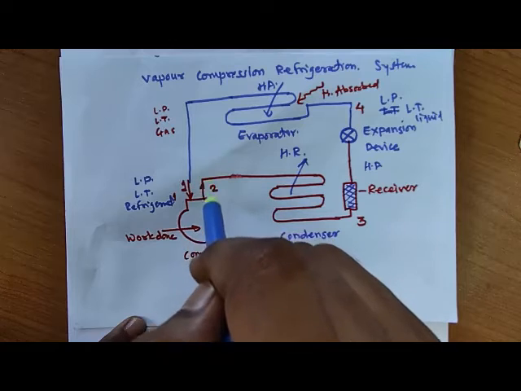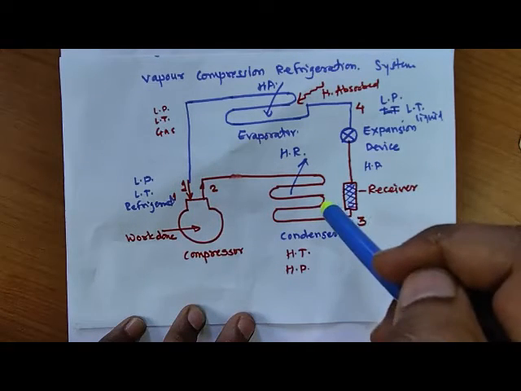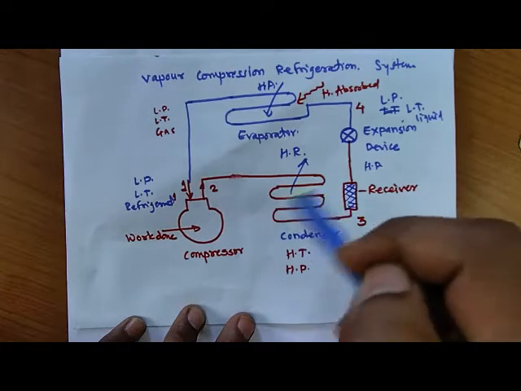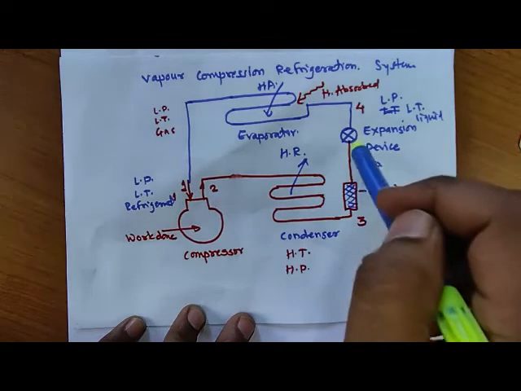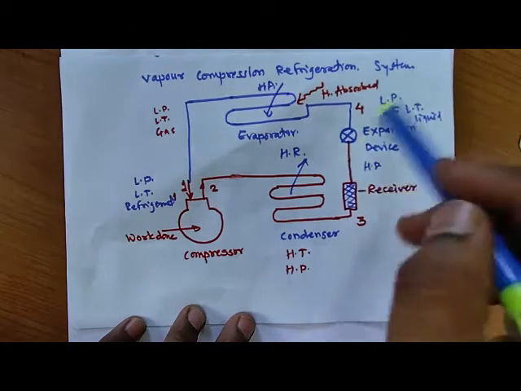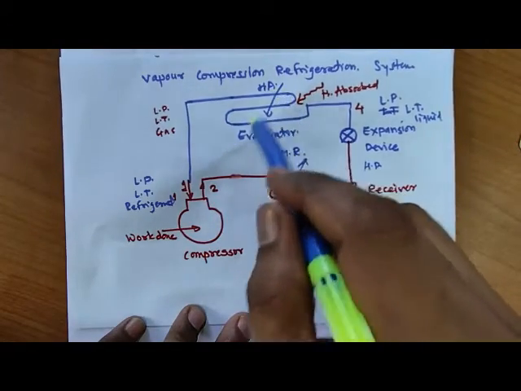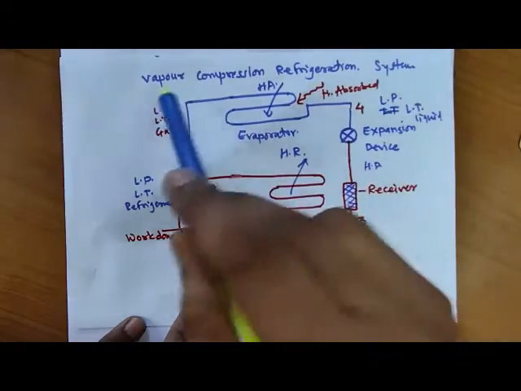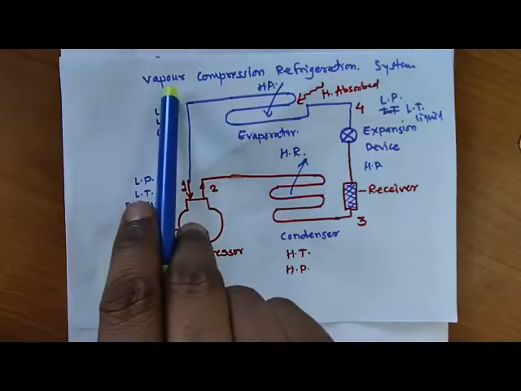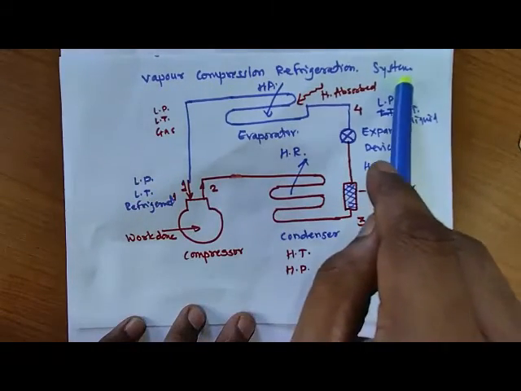Again the compression process is carried out. Then it is supplied to the condenser, where condensation is carried out. Then it is supplied to the expansion valve, where the throttling process is carried out, and again it is supplied to the evaporator, where heat is absorbed. So this is about the theoretical vapor compression refrigeration system.